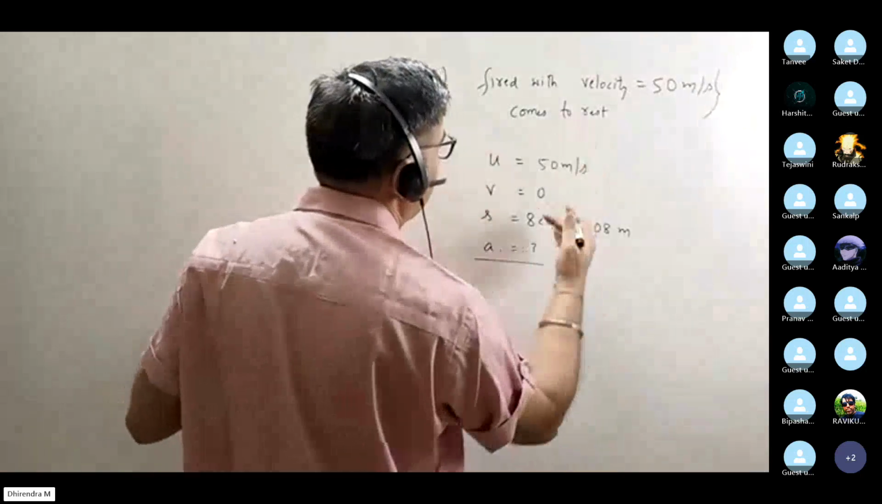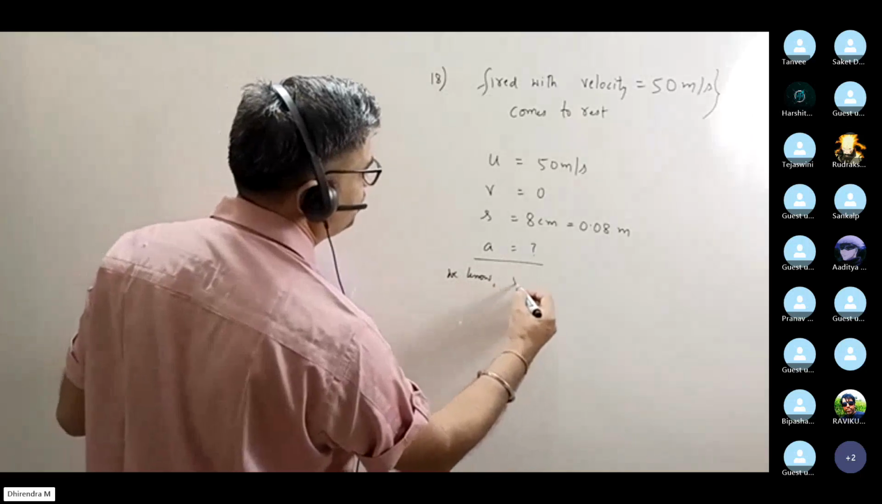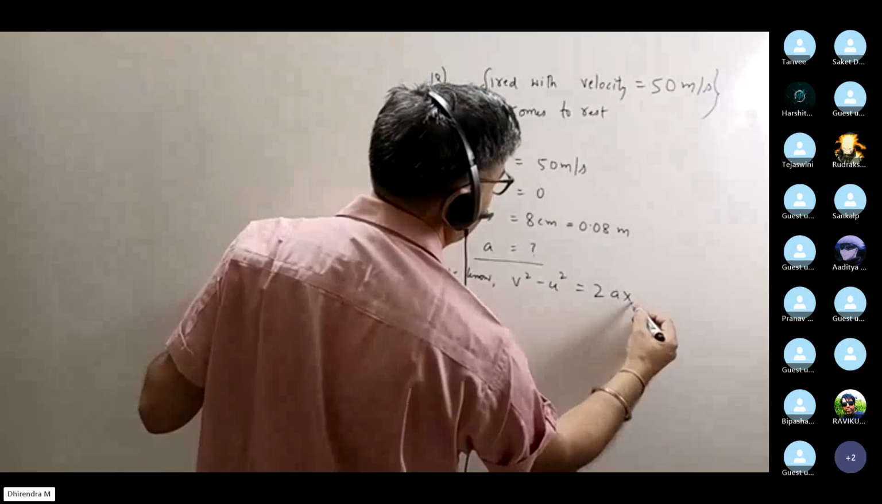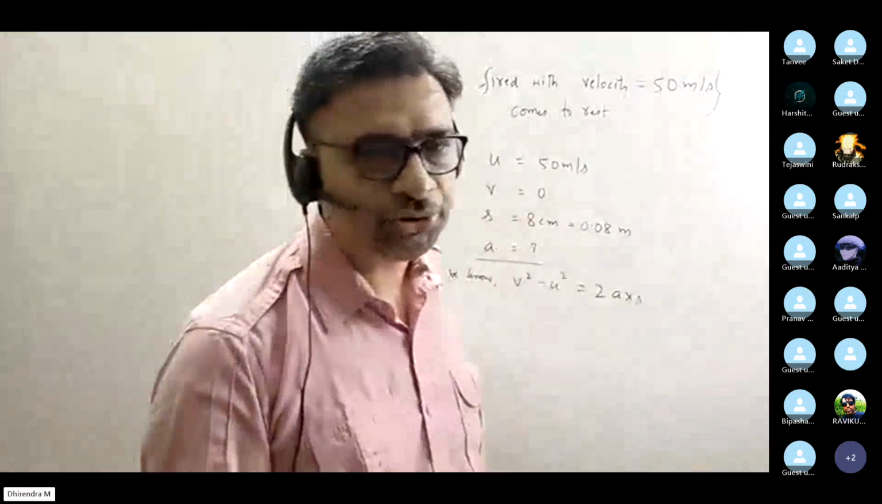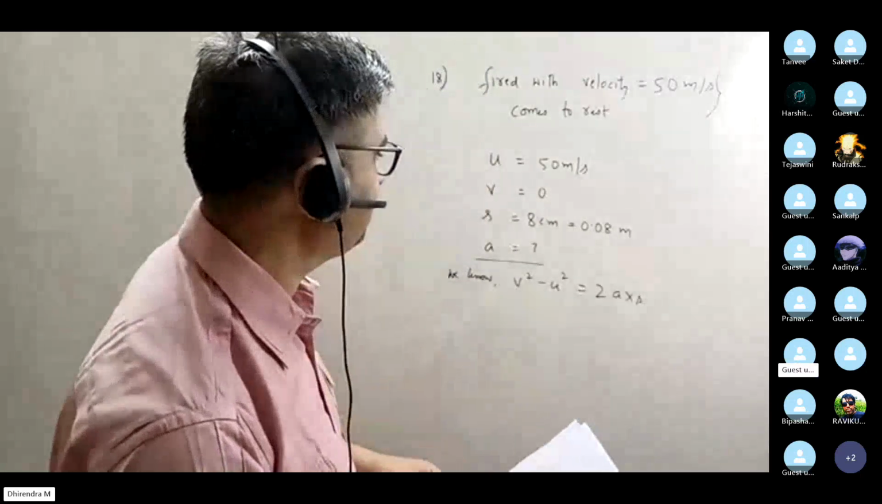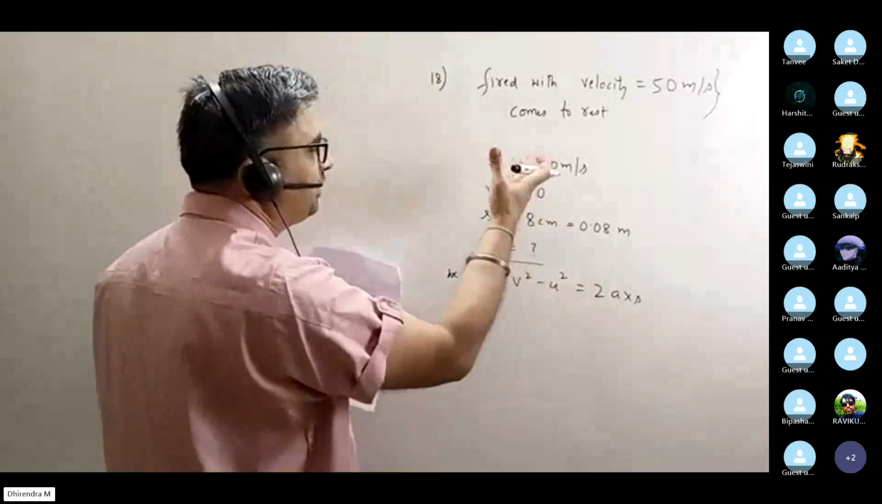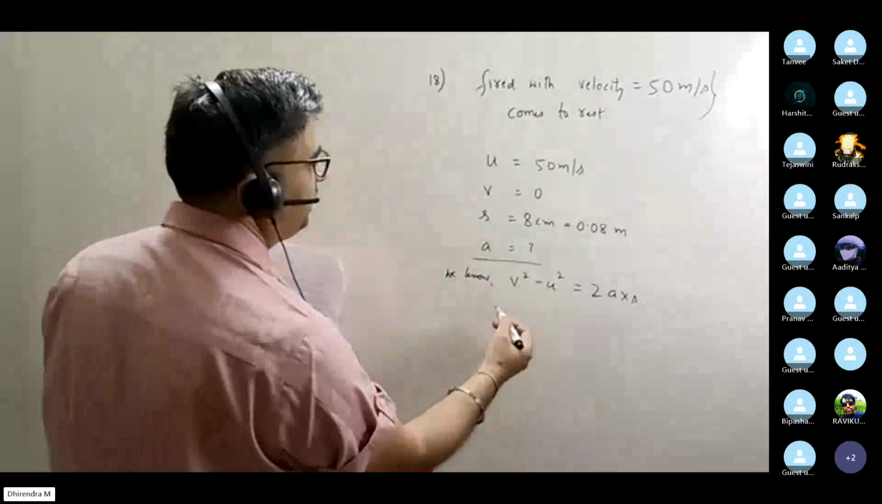So again, here there is no time involved. So don't you think that we will apply the third equation of motion, folks? v square minus u square is equal to 2as. Absolutely clear why we are not using other equations of motion? We have got to find acceleration, and we can't use anything related with t. The first two equations of motion have t in them, and we don't know t.